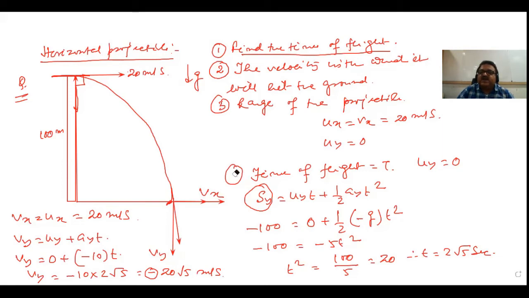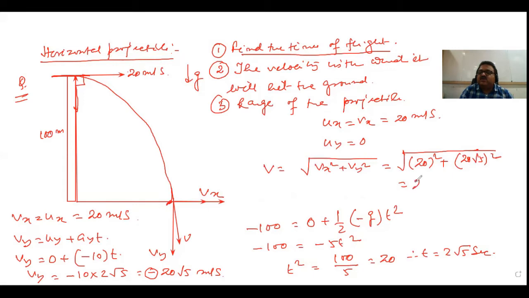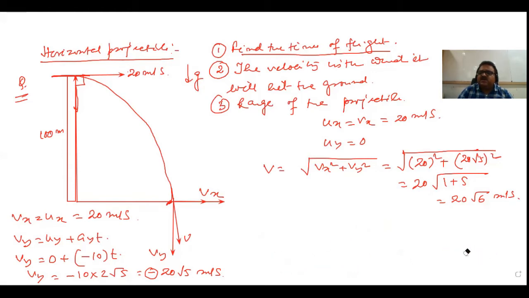Now what I have to do is find the resultant velocity, correct? That means the value of V. We know V equals root over Vx square plus Vy square, and Vx square is 20 square, and Vy square is 20 root 5 square. So I can take 20 out, 1 plus 5 is 6. That is 20 root 6 meter per second. You can check the calculation by yourself also, correct? There may be some issue with the calculation, but you have to ultimately check whether you are understanding the concept or not, correct?